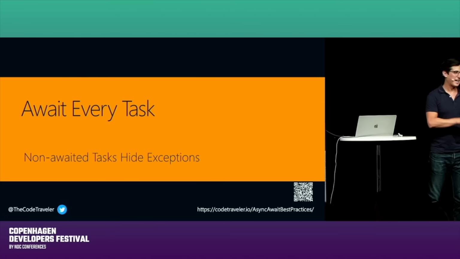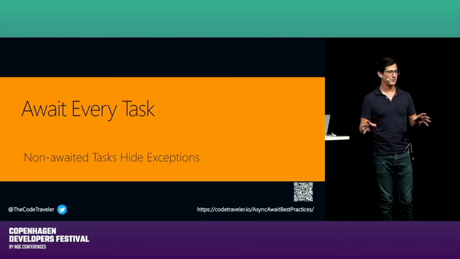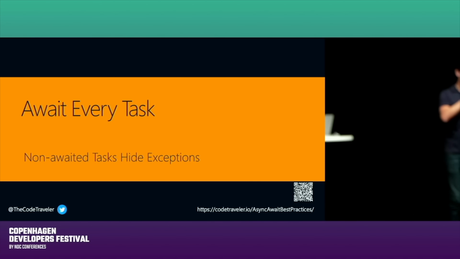Please don't ever do what I did. Don't ever say task.run and just let it go without awaiting it. The other really bad pattern I see all the time, well, not all the time, but way more often than we should, is people will do underscore equals task.run. Like they're discarding the task.